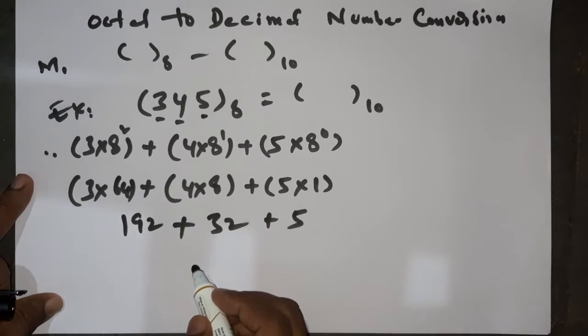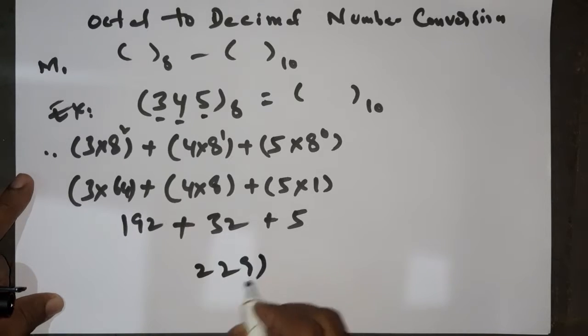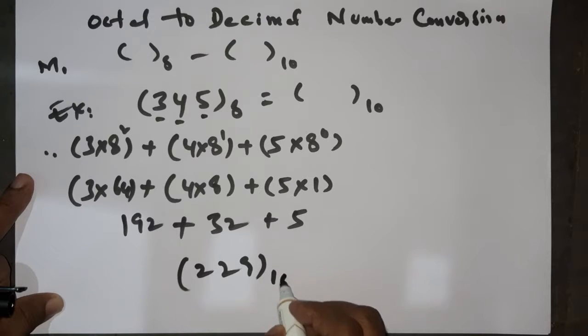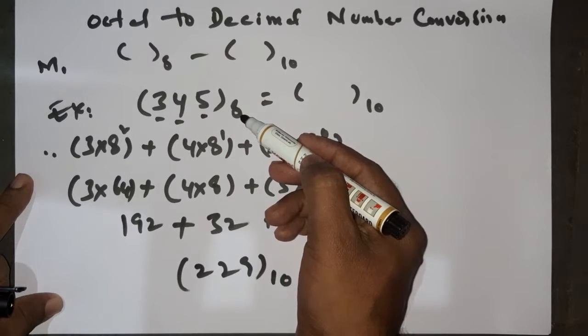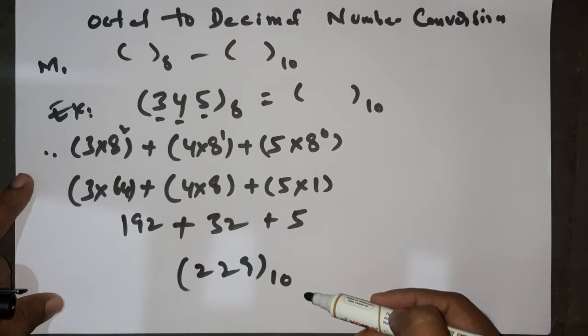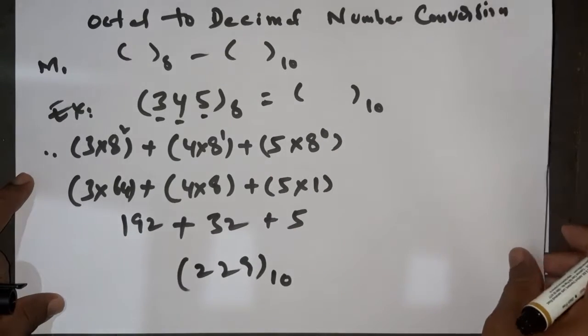Okay guys, so add all these three. What will you get? It's 229, base is 10. So we converted an octal number to decimal, right? We'll see method 2 also.